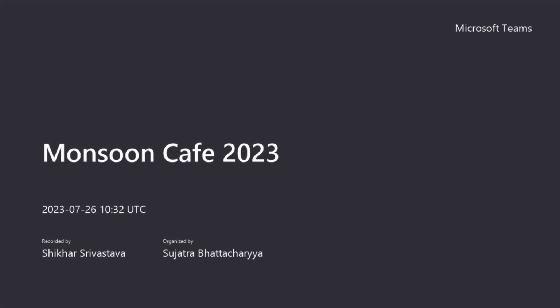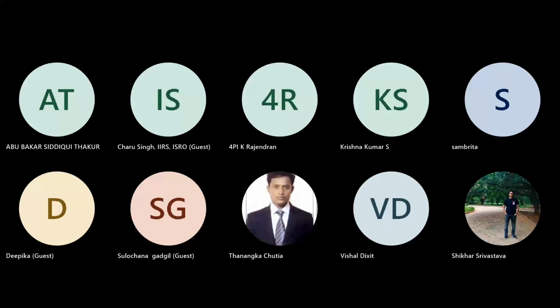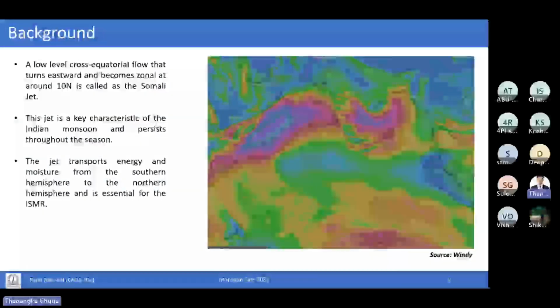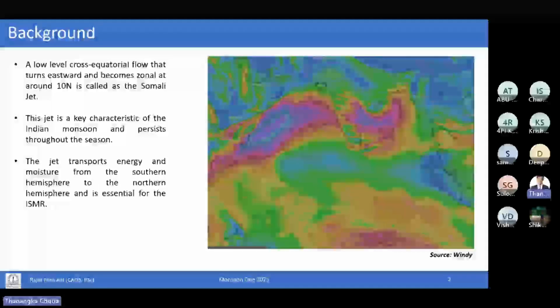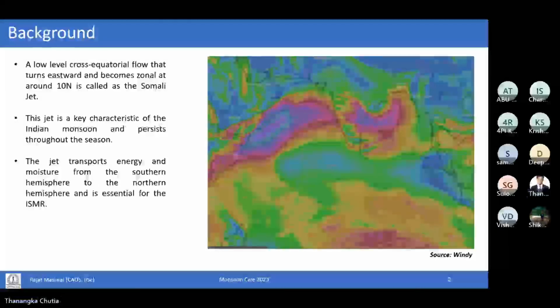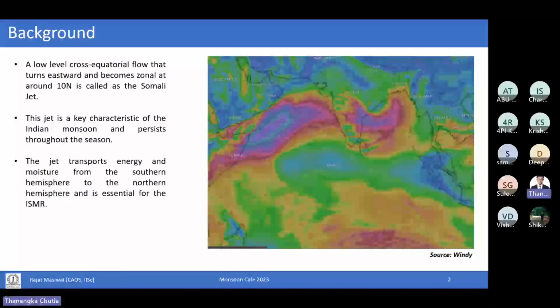On cross-equatorial flow and the Somali jet. So, quick background. At the start of the monsoon, we have this cross-equatorial flow setting up in which winds from the southern hemisphere move towards the northern hemisphere, and at around 10 degrees north, they become zonal, and this zonal jet is called the Somali jet. And this jet persists throughout the monsoon season with some intra-seasonal variability.